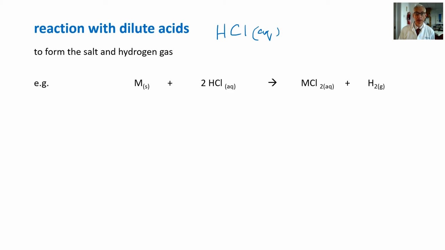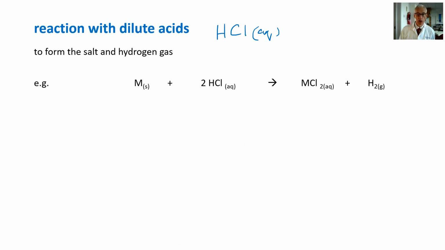Hydrochloric acid, HCl. We form the salt MCl2, which will be, of course, aqueous, soluble, and of course we have hydrogen gas, H2. Now, a salt is formed by the reaction of a metal with an acid, and the hydrogen from within the acid has been replaced by the metal itself. So that's our definition of a salt. The hydrogen from within the acid is replaced by the metal within the formula.